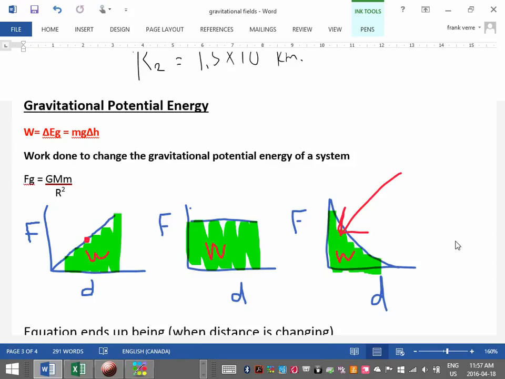So we talk about gravitational potential energy. And we know the relationship between energy and force is, energy is just the area under the force distance graph. So which of these three graphs would represent the gravitational potential energy? Has to be which one? Kind of left a hint here, guys. Why is it this one?